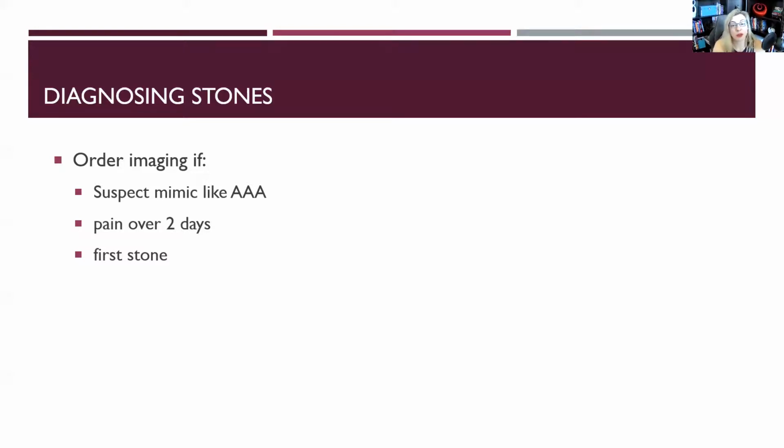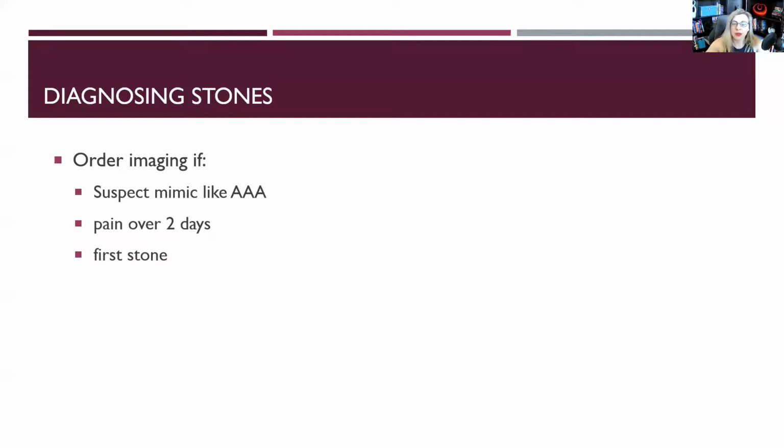So people who have their first stone are more likely to have something else rather than a stone, right? What about if they've had pain for more than 2 to 3 days and they still haven't passed the stone? That's indicating to me that either something has gone wrong or it's not a stone, right? So it's either obstructed, it's bigger than we thought, maybe it's infected, or it's not a stone. So anytime you're suspecting that there's a big complication, or anytime you're in fact suspecting that it's not actually a stone, this is a mimic of a stone, that's when we get imaging.